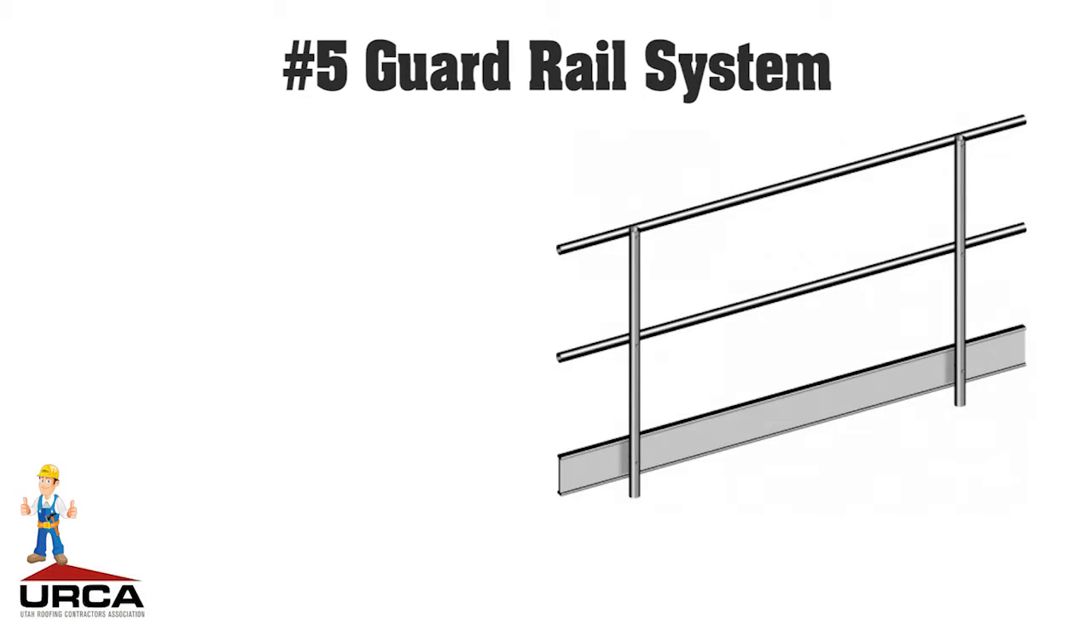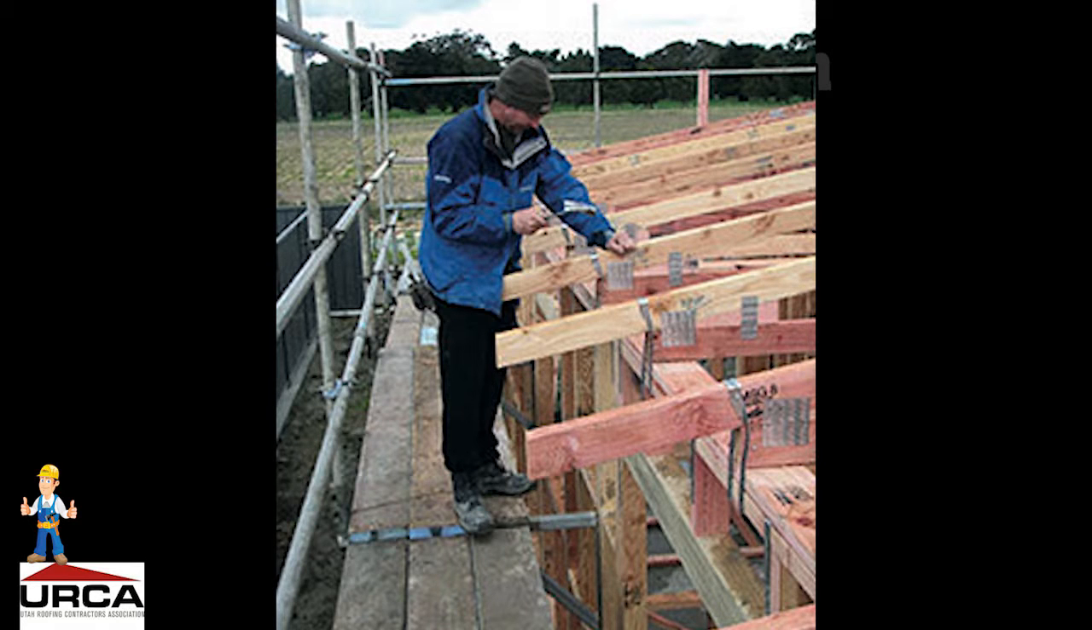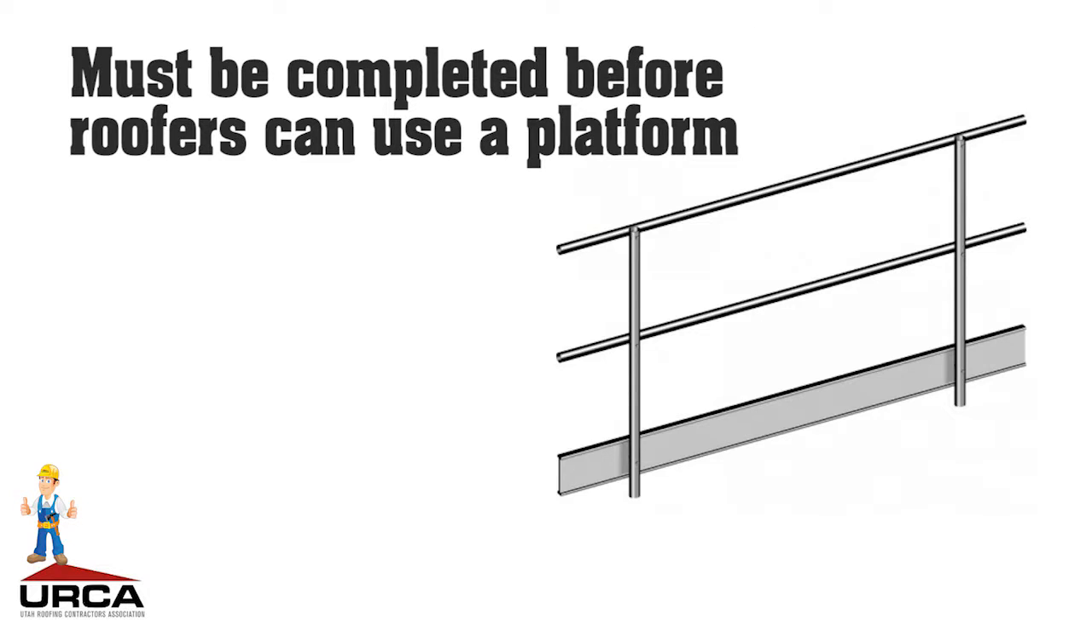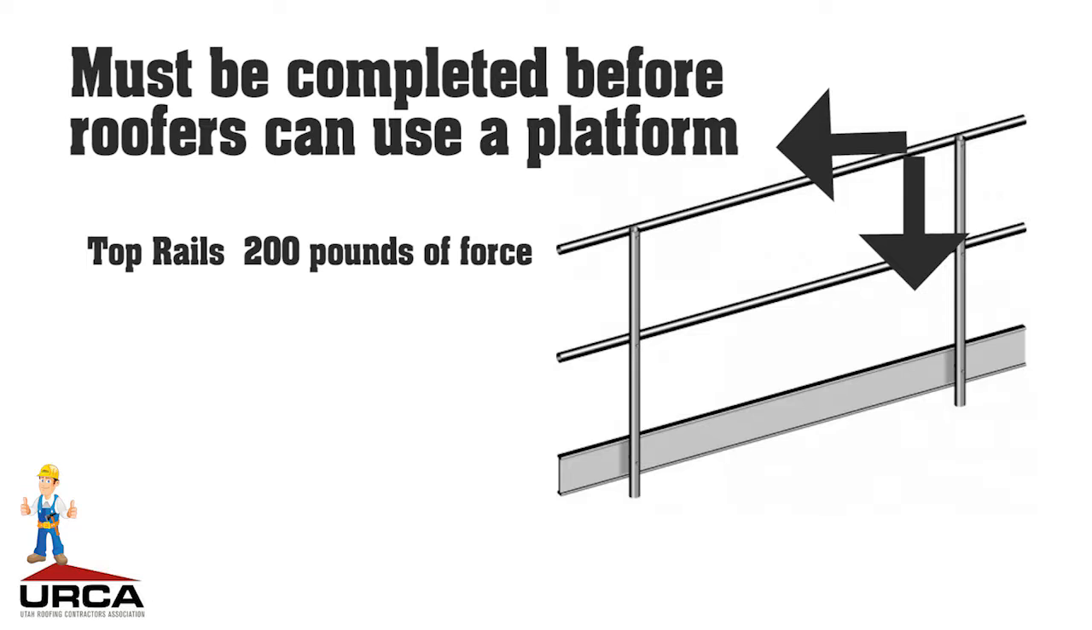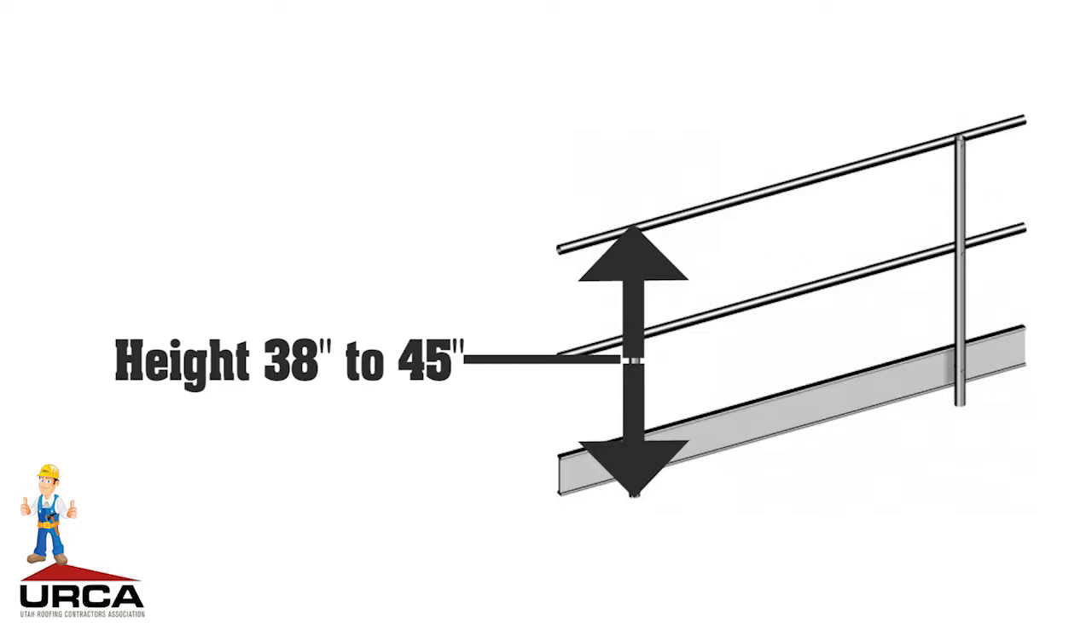Component number 5, a guardrail system. Top rails, mid rails, and toe boards. A guardrail system must be installed on all open sides and ends of platforms. They must be completed before roofers can use the platform. Top rails must be able to withstand 200 pounds of force either downward or horizontally at any point along its top edge. The height of a top rail must be 38 to 45 inches of maximum height.